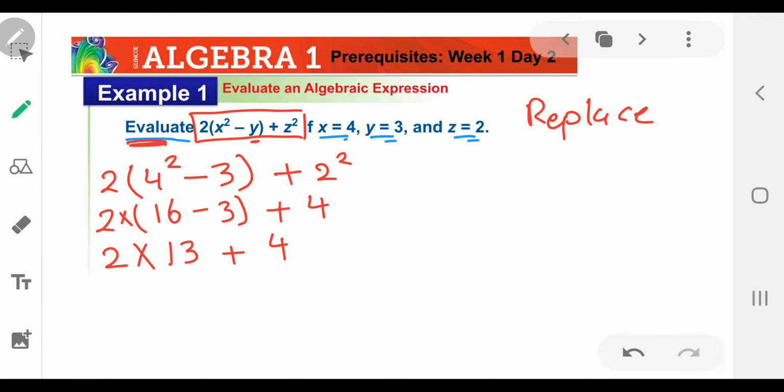Now I'm left with multiplication and addition according to PEMDAS. Of course, I have to finish the multiplication first, finding the product of 2 times 13, which is 26, plus 4. 26 and 4 is 30. So I evaluated by replacing each variable by its given value, and then I used order of operations. I started with the brackets, and then the exponents, multiplication, and finally the addition.